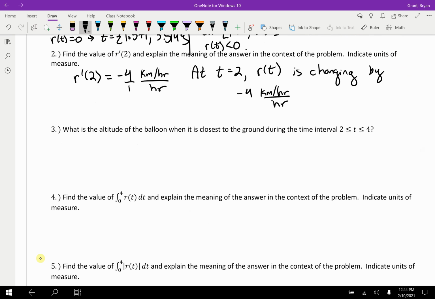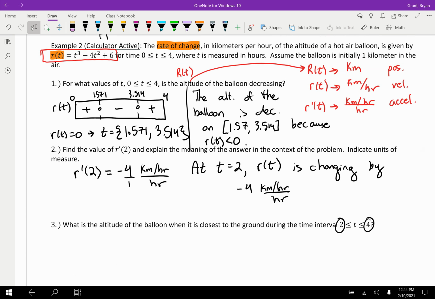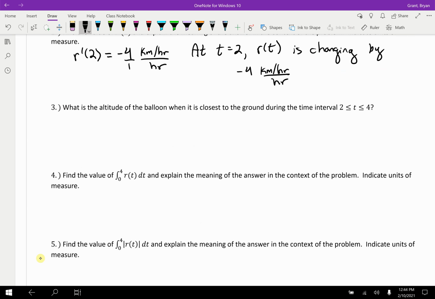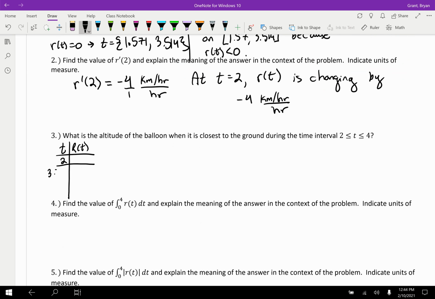So we're going to have to find the altitude at 2, at 4, and are there any critical points here? Oh, there are. 3.514, right? We saw that in our sign chart earlier. So let's do t and capital R of t, which is going to be the altitude. We'll need to check 2. We'll need to check the critical point, 3.514, and we also need to check 4.